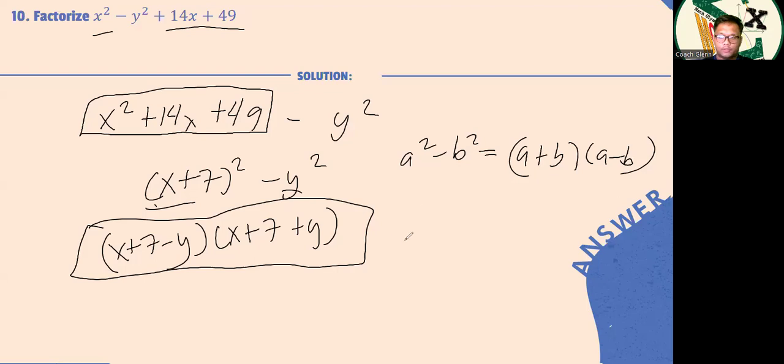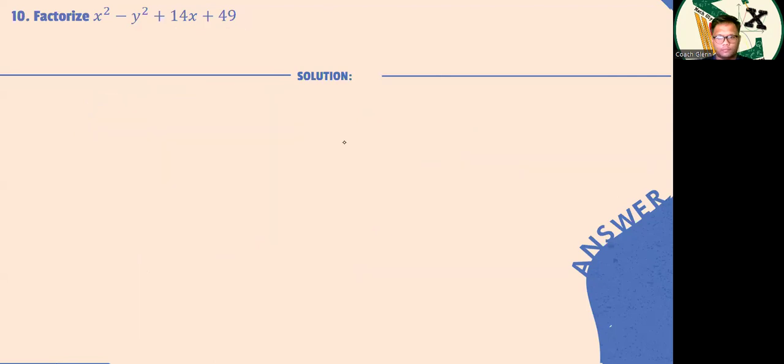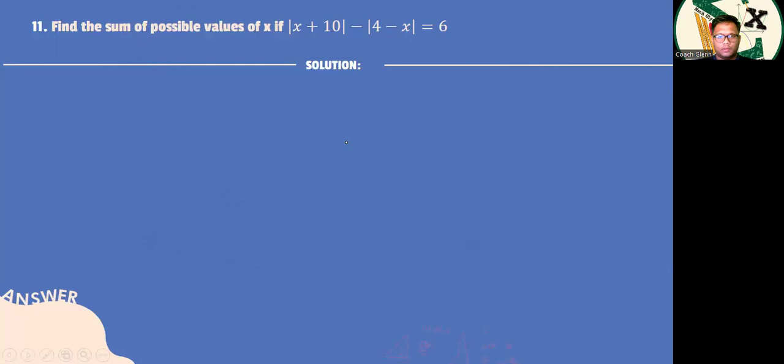Any other questions before we proceed? I think there are no more questions, so let's have number 11. Find the sum of the possible values of x, where |x + 10| - |4 - x| = 6.